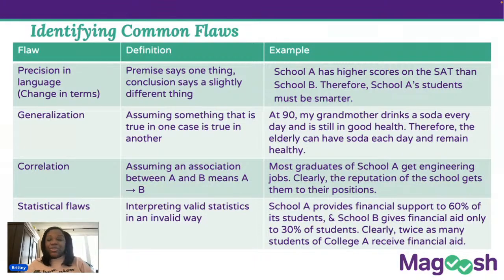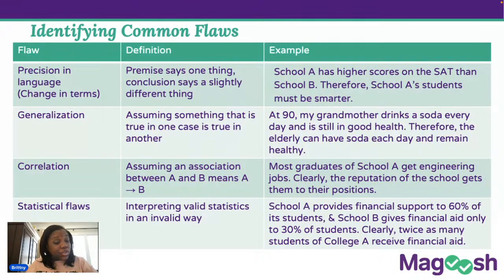That's something that I learned in school in getting my MHA and MBA. Basically, it's an association between A and B, and assuming that because A and B have an association, that A caused B. Okay, which we know may not always be true. Here's an example. Most graduates of school A get engineering jobs. Clearly, the reputation of the school gets them their positions. So we're assuming that just because students from this particular school get jobs in engineering, that the reputation of the school is why they get that particular job.